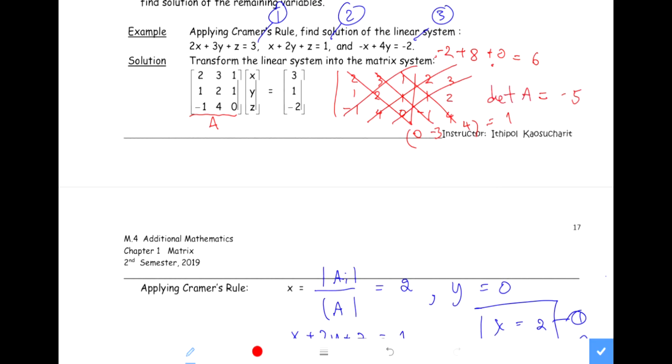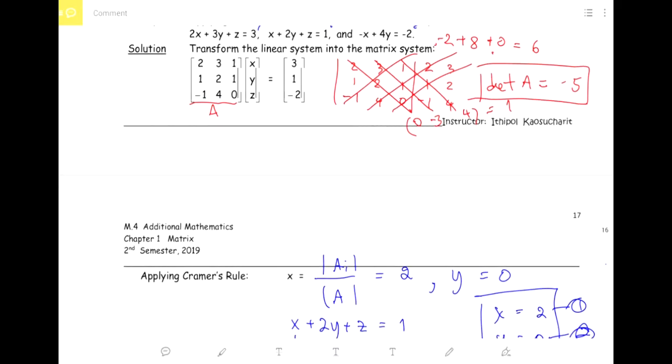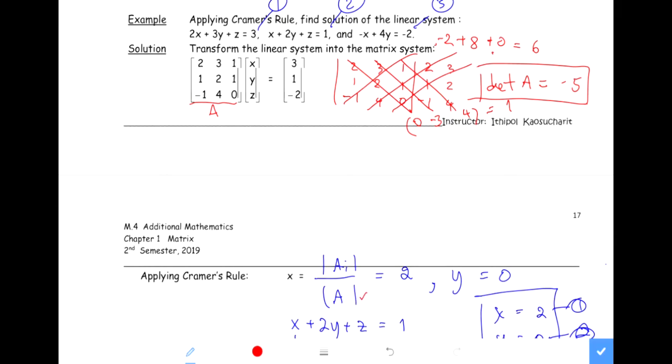I have delta of A equals negative 5, and I'm just going to keep it because I know I'm going to have to use that A again and again. Okay, next one. Now we're done with this, and now we're going to find this det of AI.